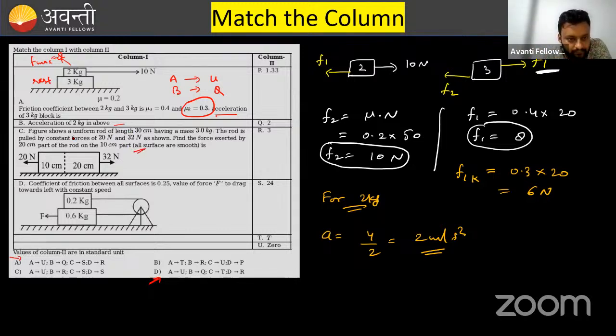Now, another diagram, let's find out about C. In this diagram, they are saying, figure shows a uniform rod of length 30, mass 3 kg. If mass is 3 kg, so this one will be 1 kg, this one will be 2 kg. The rod is pulled by constant forces 20 and 32 as shown. Find the force exerted by, okay, we have to draw the diagram.